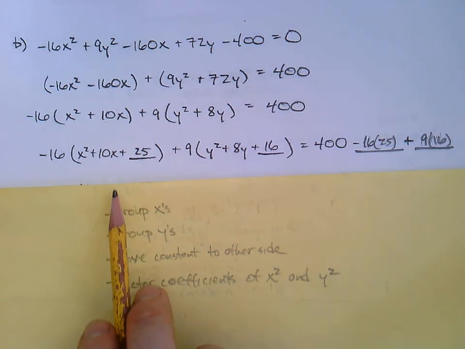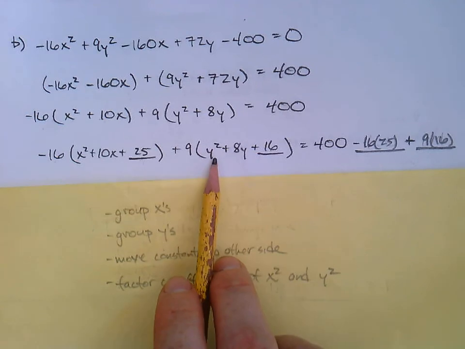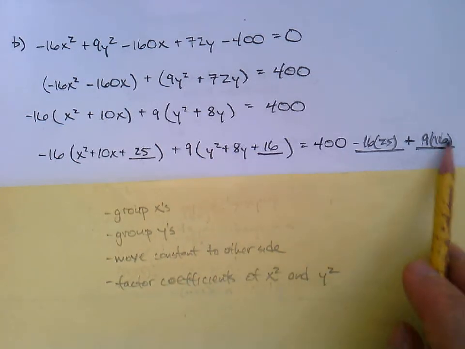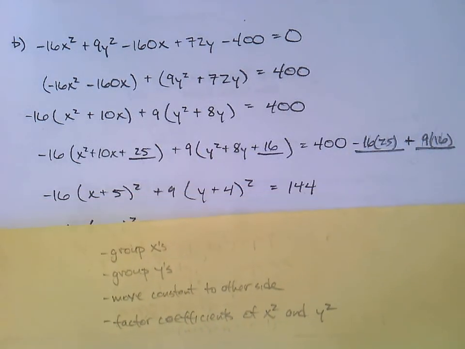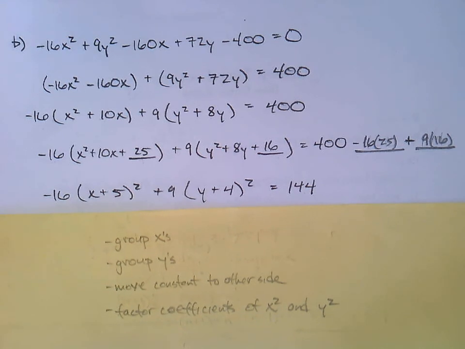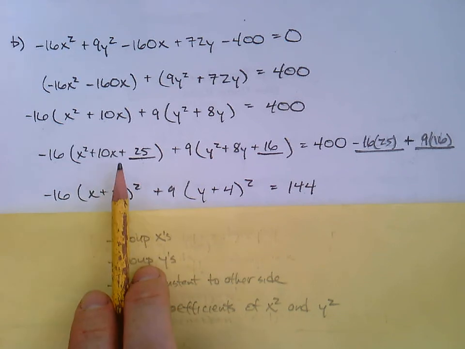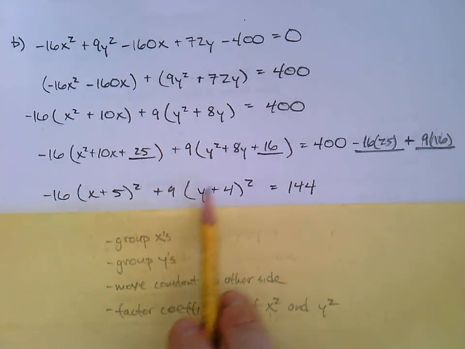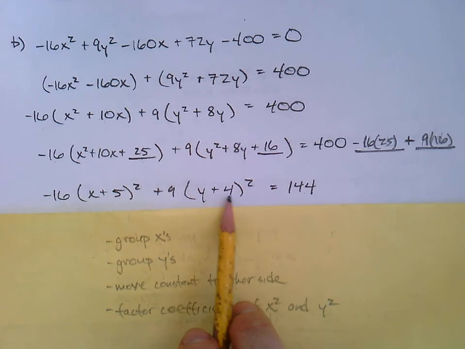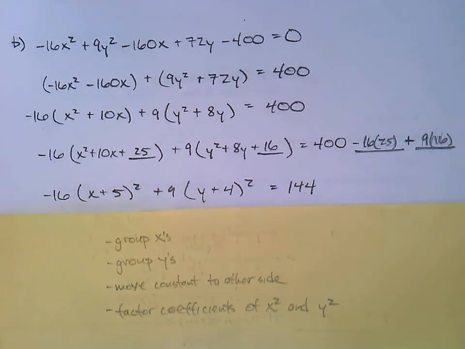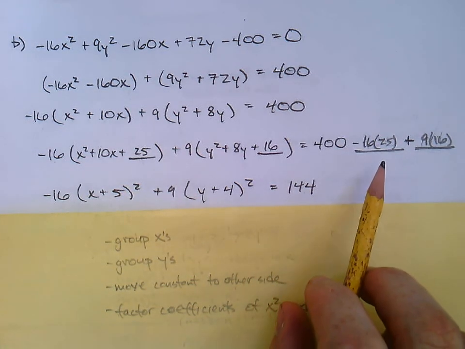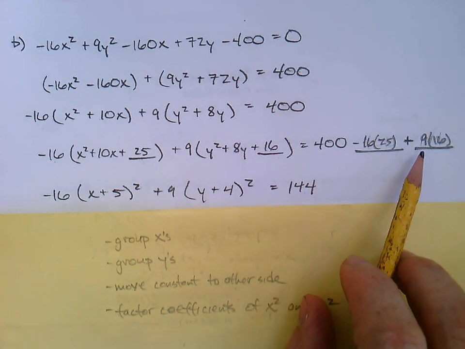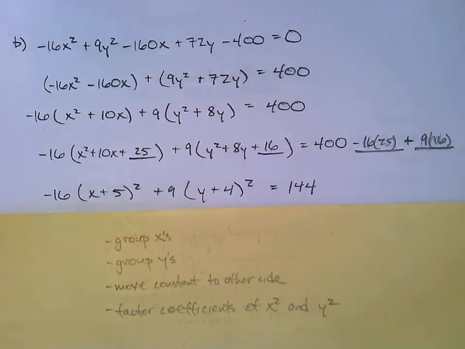Okay, now we can go ahead and factor this, and simplify all what's on the right side. So let's do that. The negative 16 just comes down. This becomes x plus 5 quantity squared. The plus 9 comes down. That stuff becomes y plus 4 squared. And on the right side, all of that, if you crunch that out, you get 144.